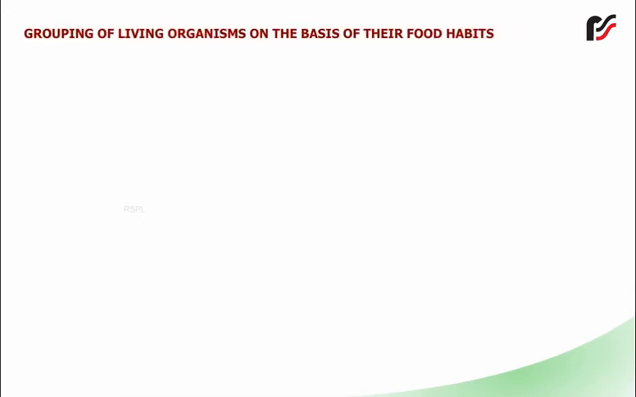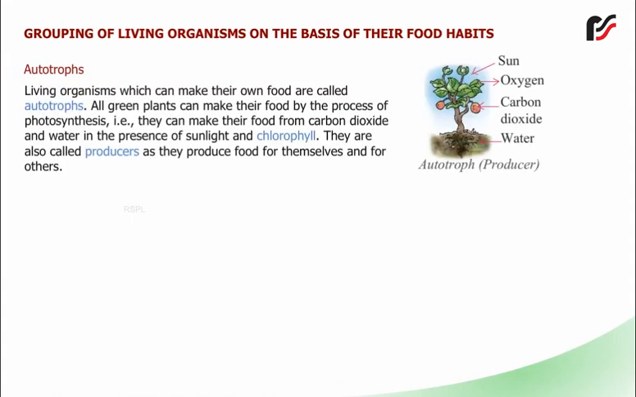Grouping of living organisms on the basis of their food habits. Autotrophs. Living organisms which can make their own food are called autotrophs. All green plants can make their food by process of photosynthesis. That is, they can make their food from carbon dioxide and water in the presence of sunlight and chlorophyll. They are also called producers as they produce food for themselves and for others.